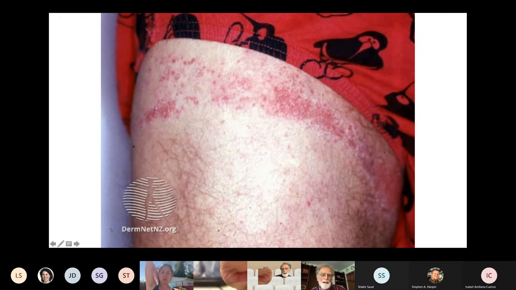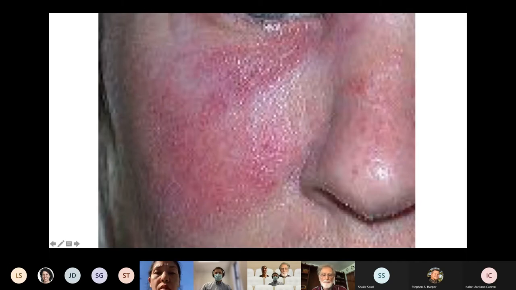Here's another line, a line of exposure. And so you're all thinking with your detective hats on, oh, this is a contact to elastic, and you'd be right. Here you have a brighter red, and I'd say that this is a tip-off for contact. It's a little bit brighter red acutely than is atopic. Not always, but it fits a pattern.